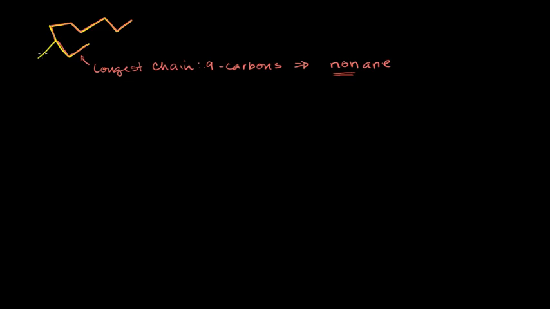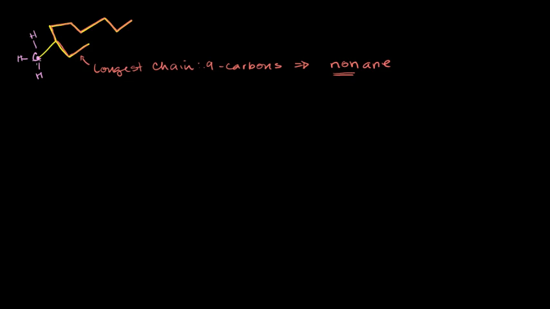Now, what do we do with this thing over here? Well, what's sticking off of this chain? We essentially have one carbon here that's attached to the chain. This carbon is bonded to a carbon on the chain. If we wanted to draw the entire molecule, we could draw a carbon here, and it would be bonded to 3 hydrogens. But that is all implicit.